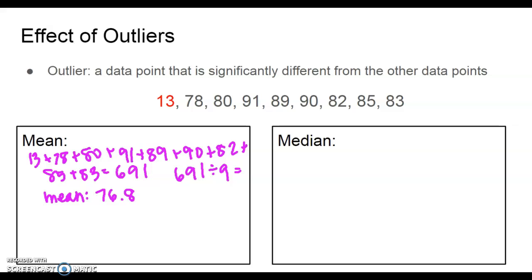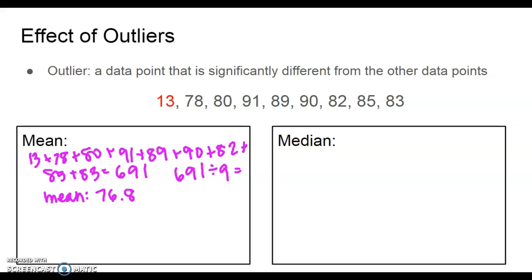Is that a very good measure of central tendency for this data set? Most of my data is higher than 78. It's 78 or higher. I have only one data point that's lower than 78. Yet this measure of central tendency is telling me that my center point is 76.8. So this mean is lower than the majority of my data points in this set. That tells me that this is not a very good measure of central tendency.